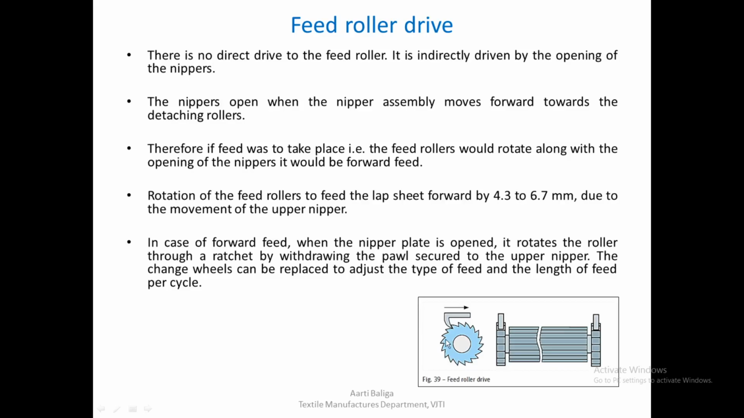The change wheels can be replaced. These change wheels, for example the ratchet, can be replaced to adjust the type of feed. Suppose we want to change it from forward to backward, there are wheels available which can be replaced easily, and the type of feed can be changed, and also the length of feed per cycle can be changed by the simple change of change wheels.